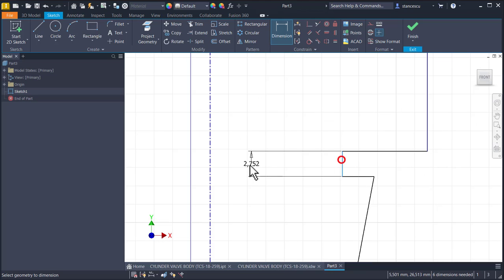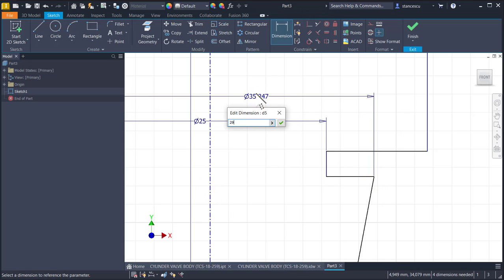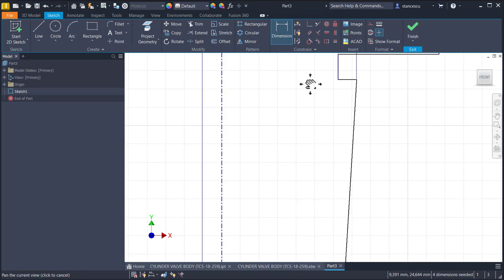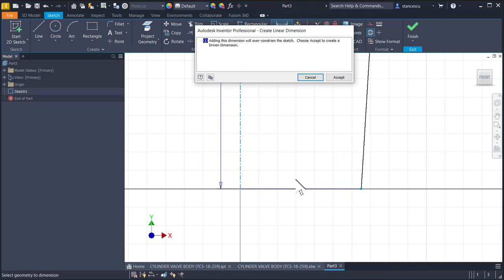This diameter is 25. This is 29. And the last diameter is 26. Oh, it is 26. Why? Cancel.